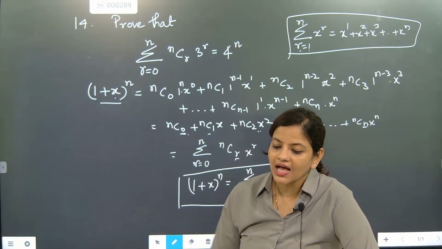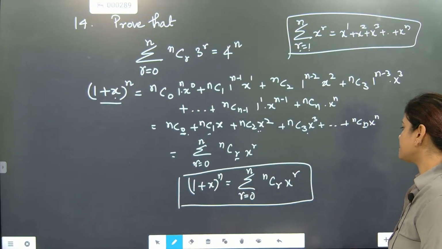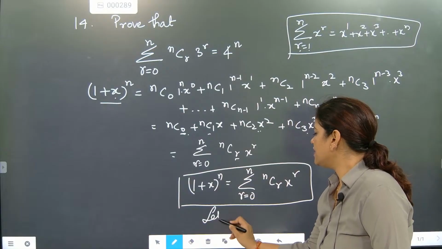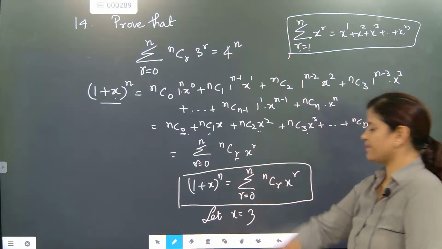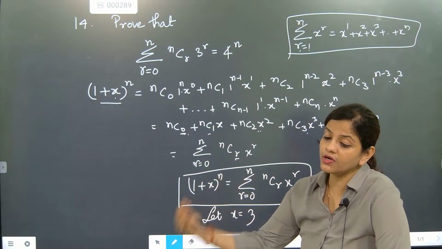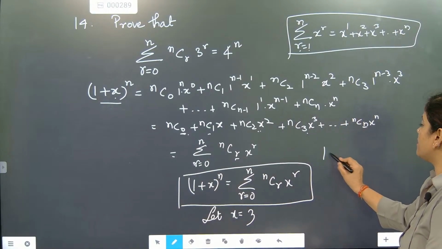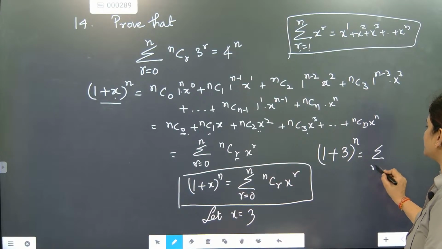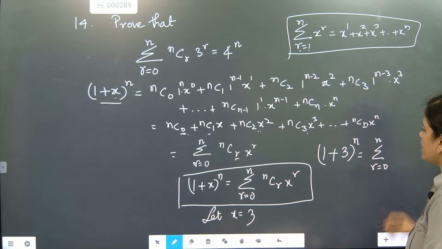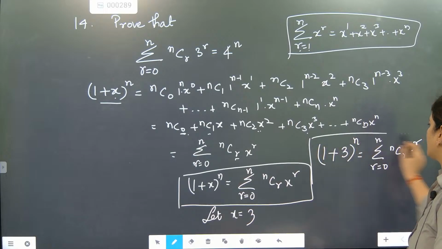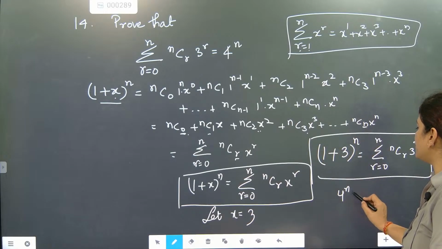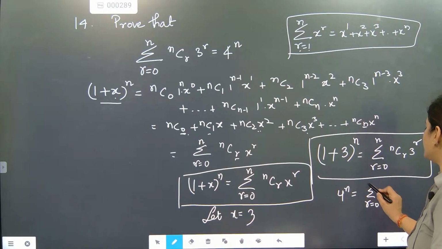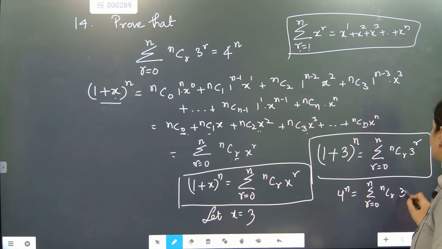Now in this finding, instead of x, I will write 3. So let x = 3. The moment we write x = 3, what is changing? Now it becomes (1 + 3)^n is equal to the summation r = 0 to n of nCr 3^r. And 1 + 3 becomes 4, so 4^n is equal to the summation of r = 0 to n of nCr 3^r.